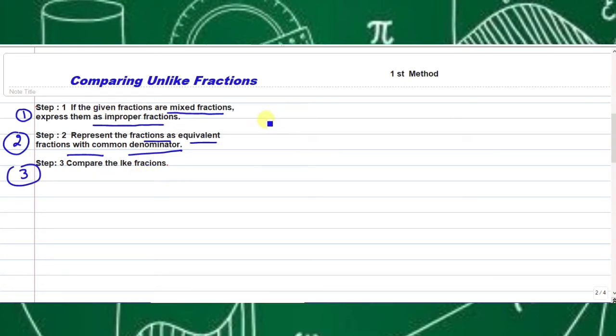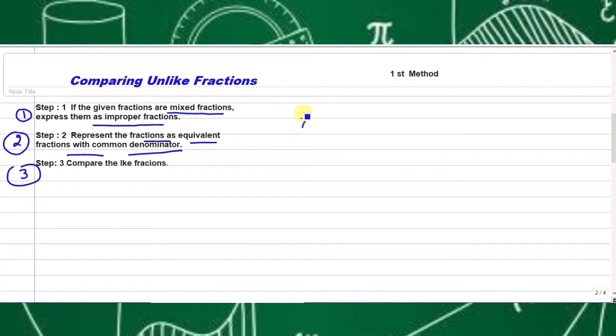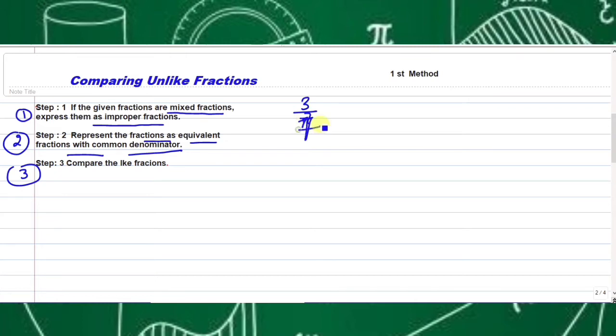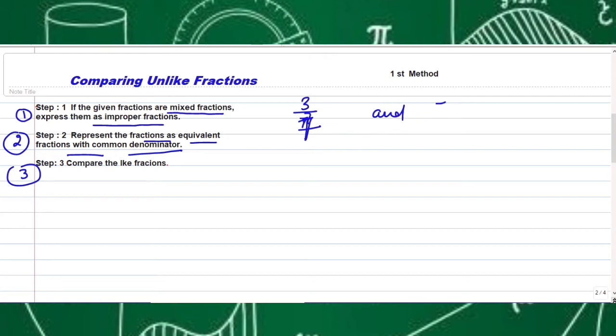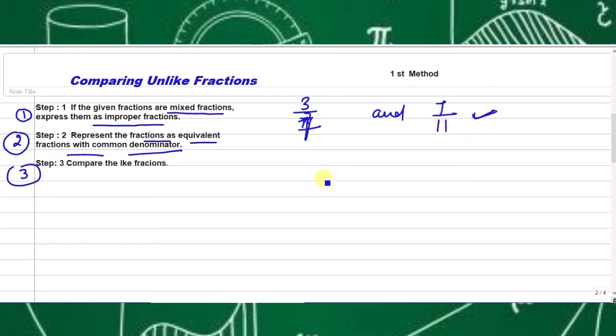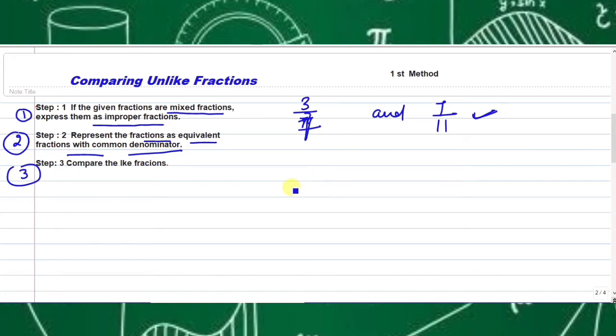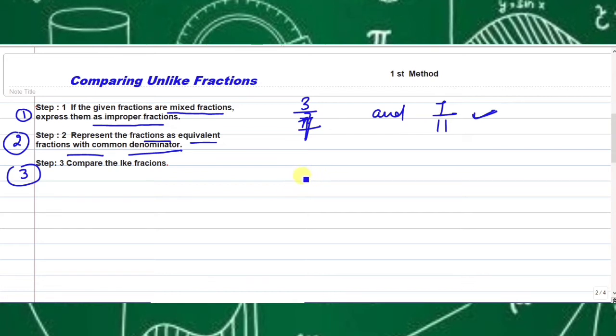So I'm showing you an example. If we have to compare 3 by 7 and 7 by 11. This is not a mixed fraction, it is already given as an improper fraction, so here there is no need to convert it. This is your first step done.